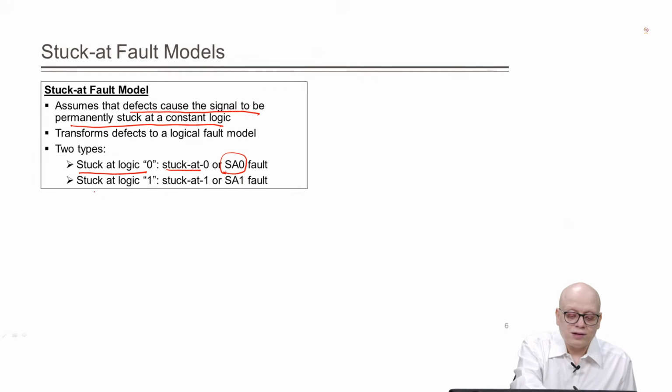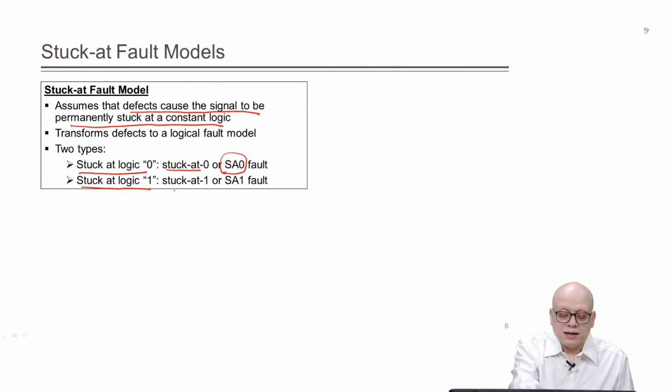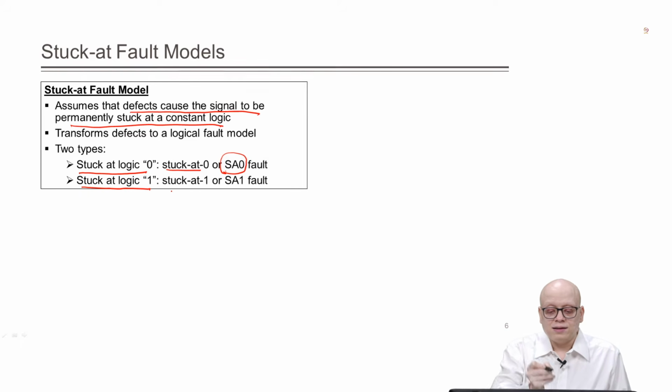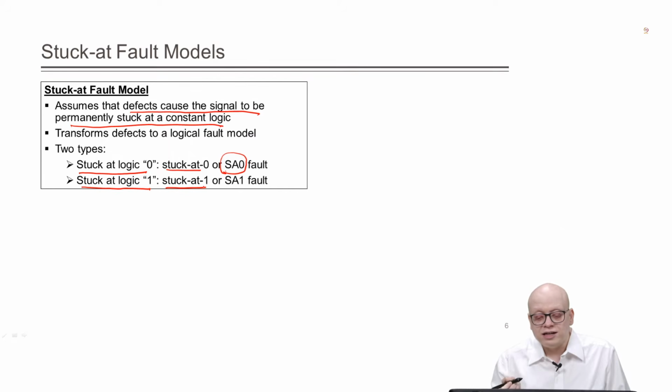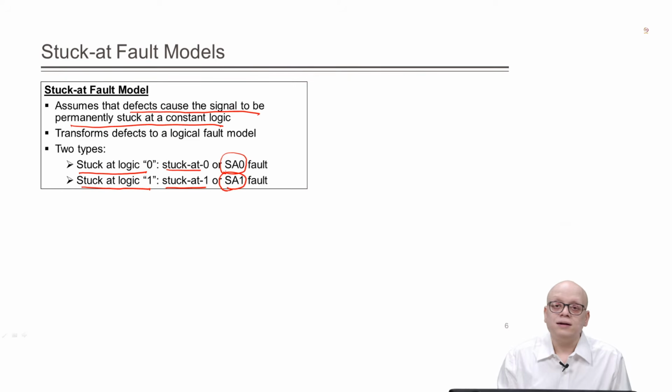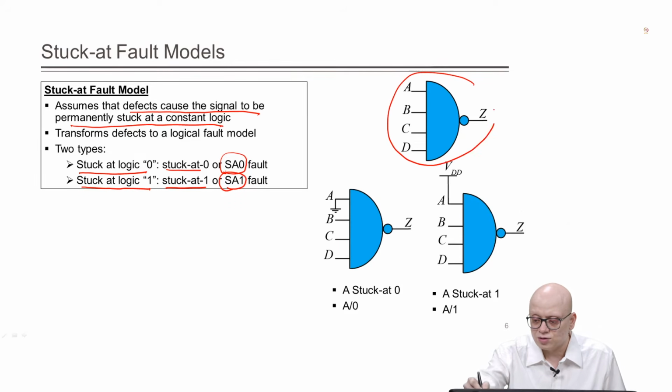And similarly, there is another type of stuck at fault which is known as stuck at logic 1 fault, and in this case the given signal is stuck at 1 and we abbreviate it as SA1 fault, right. So, now let us take an example. Suppose we are given this NAND gate, right. It has got 4 inputs A, B, C, D, right.